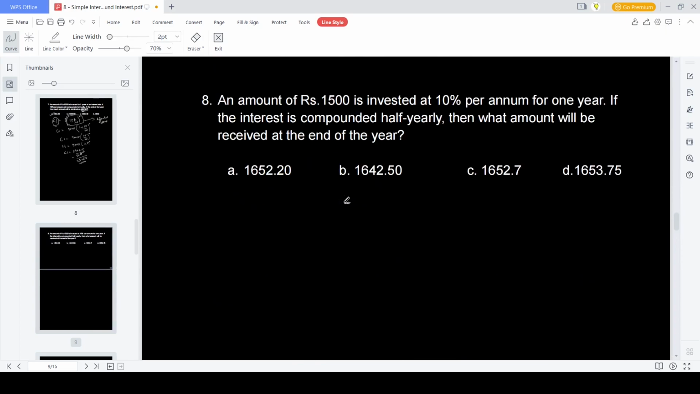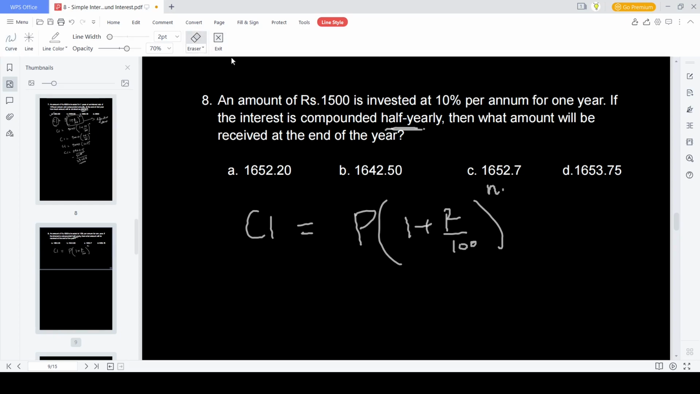Okay, next question. An amount of 1500 is invested at 10% per annum for 1 year. If the interest is compounded half yearly, okay, this is what I was talking about. Half yearly, then what is the amount received at the end of the year? Okay, basically they're asking compound interest only. But see, the formula is what? Compound interest is P into 1 plus R by 100 to the power t, where t is the number of years.